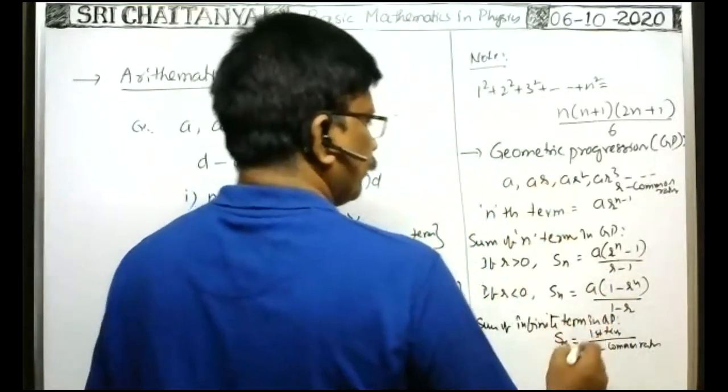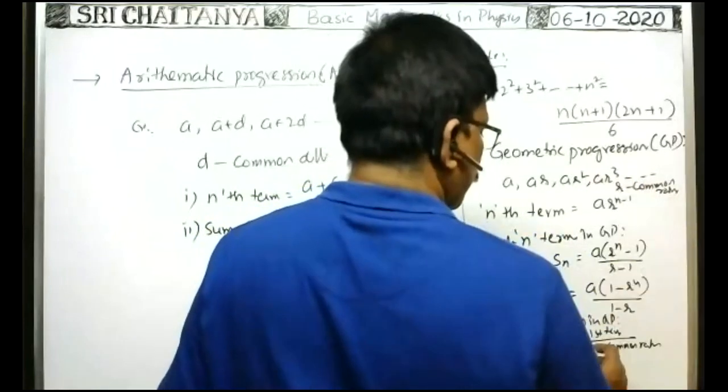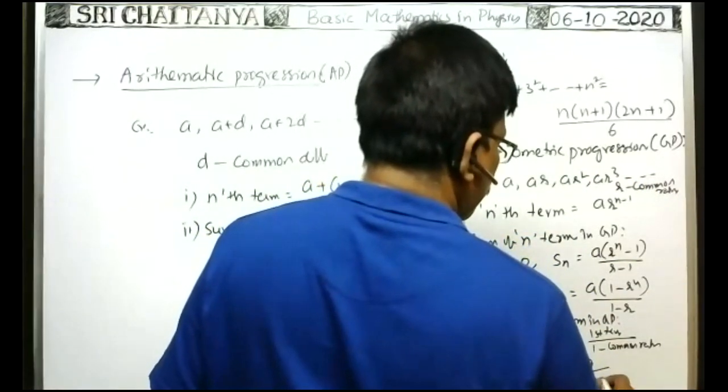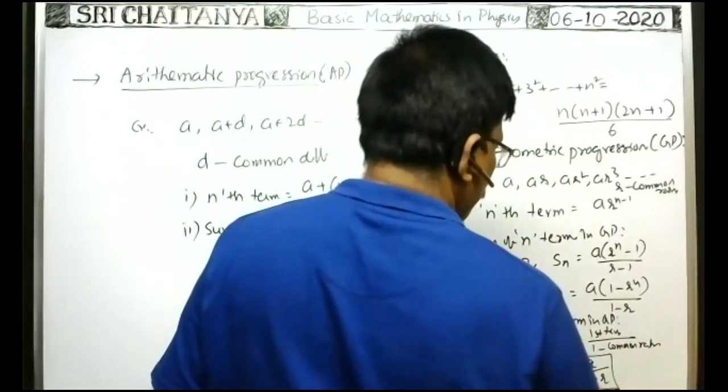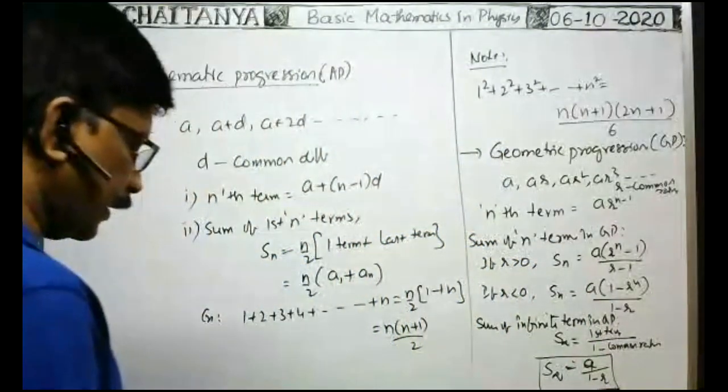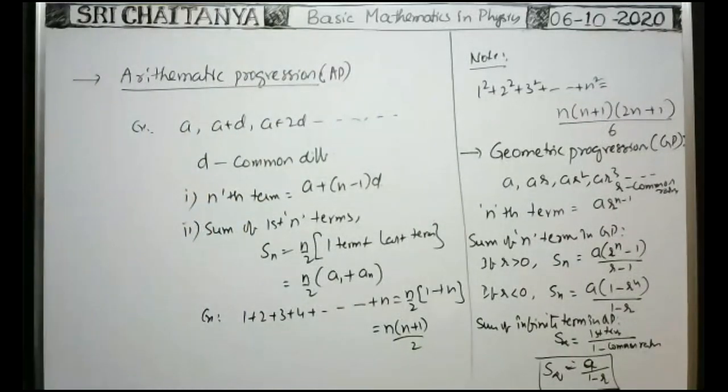Suppose infinite terms are there, then the sum is first term A by 1 minus common ratio, small r. A by 1 minus r. That is the sum of infinite terms. This formula is also very, very important. Okay, one example I want to discuss here.